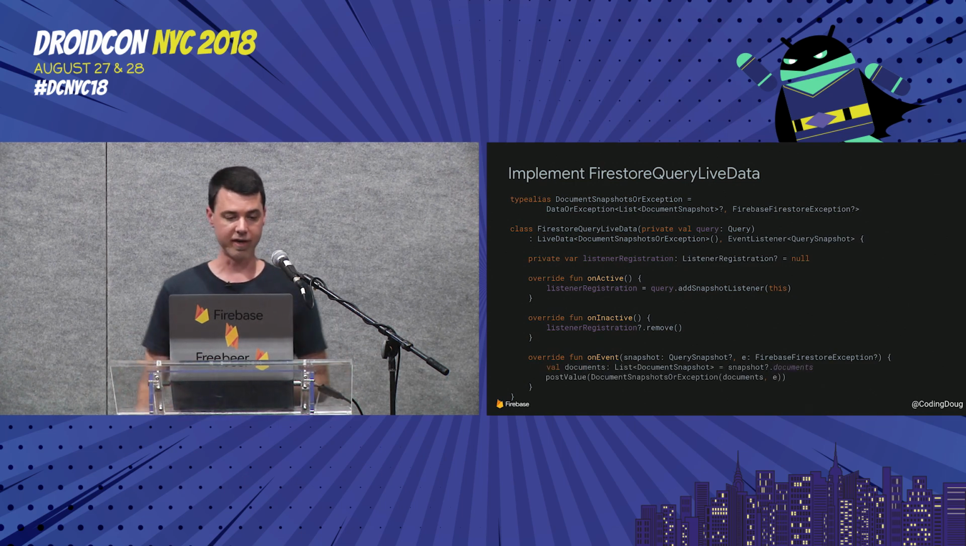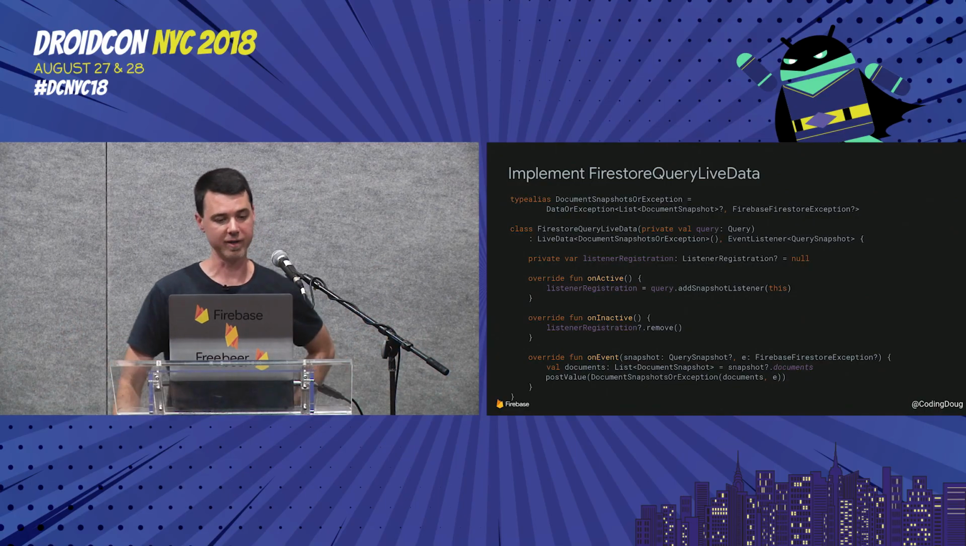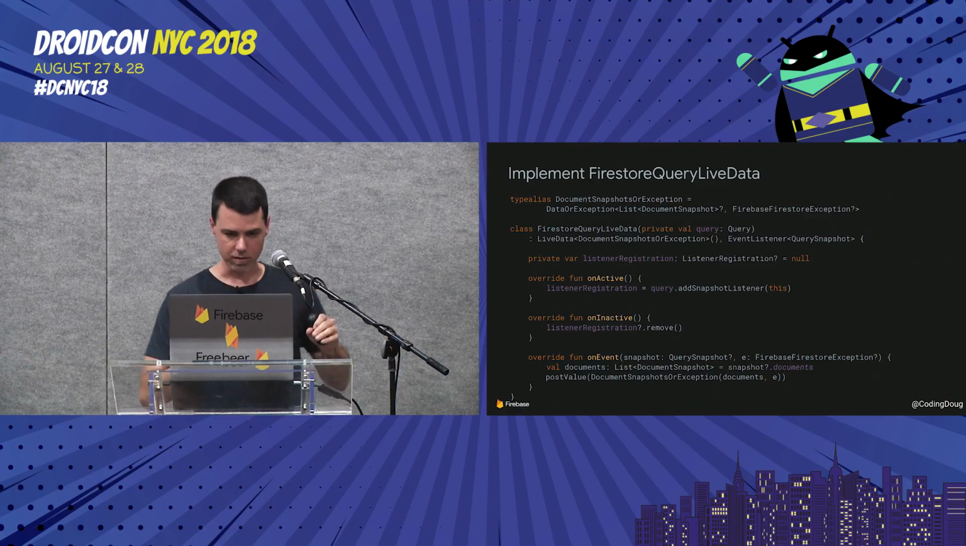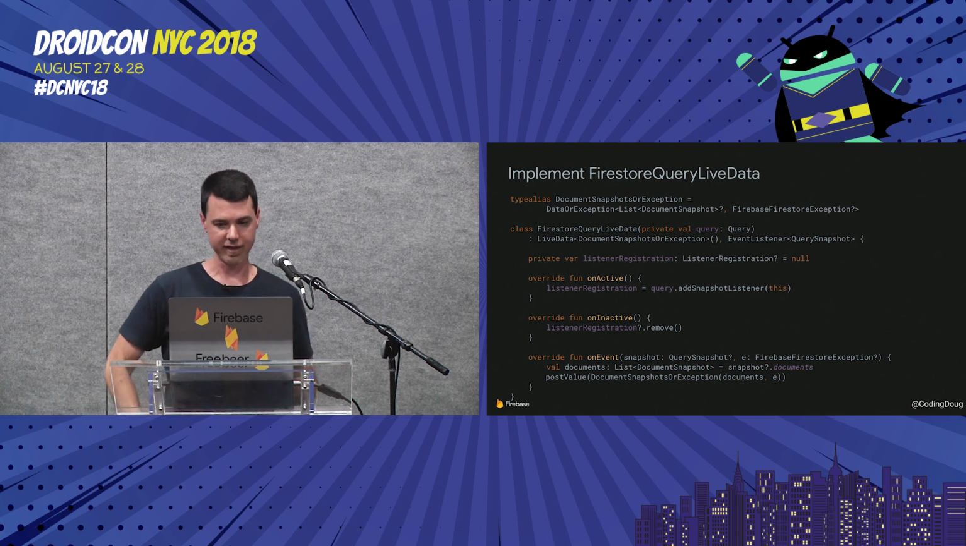And inside onEvent, instead of looking at the document changes, we're just going to look at the full results of the documents themselves. So if you have 10 documents, I just want all of those 10 raw documents. Then we'll package them up and call, what is that? Post value, gosh, I can't even read my tiny little font here. So we're going to get a list of documents from the snapshot and then post that to the live data.